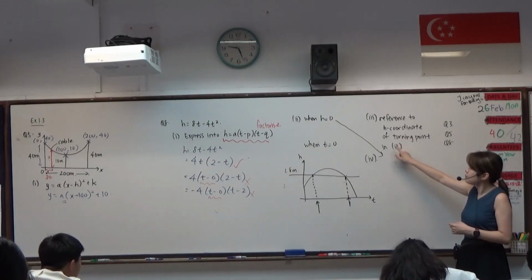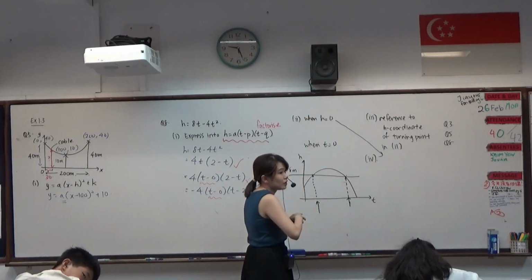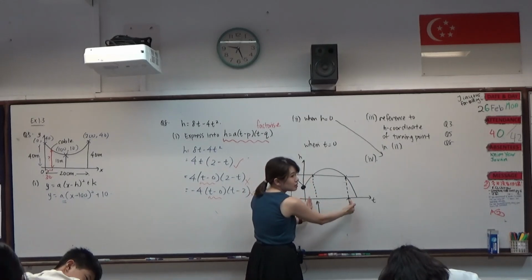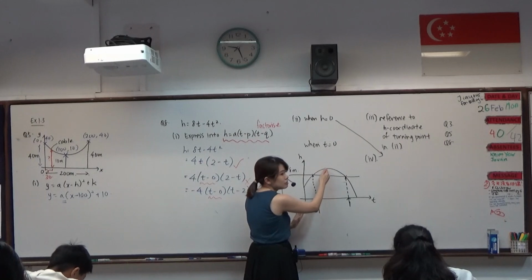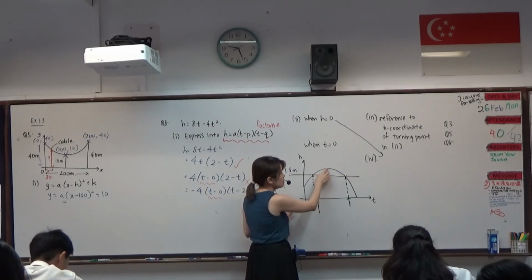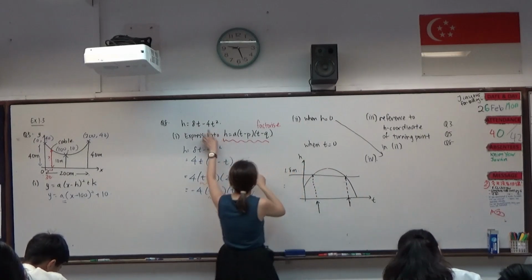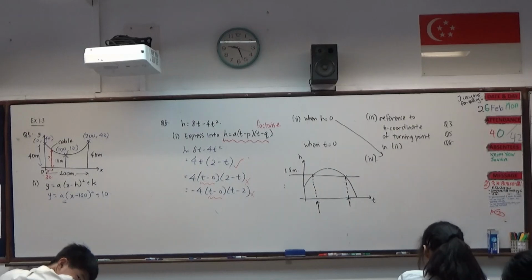For part 1, how do you get the turning point? You have the t-intercepts, right? There's the x-intercept. Then after that, divide by 2. Then you will get the x-coordinate of the turning point. Then the y-coordinate is found by substituting in that value of t. Okay?